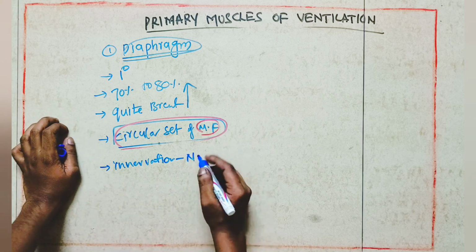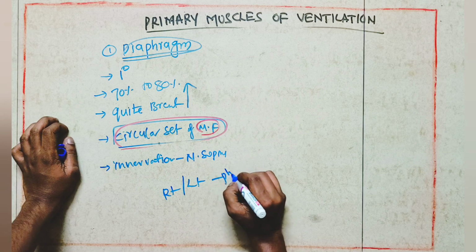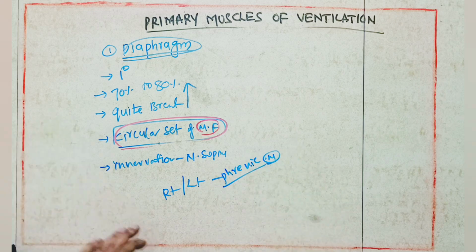So the innervation, it means nerve supply, for this diaphragm muscle is coming from the right and left phrenic nerves. Okay, this is the nerve supply for the diaphragm muscle.